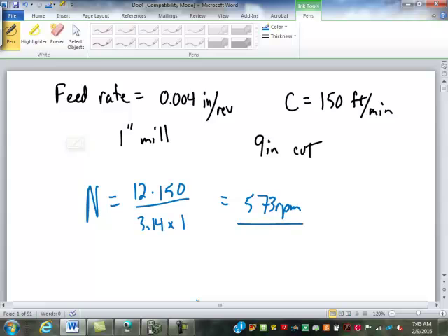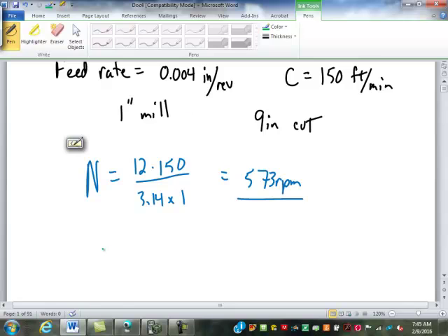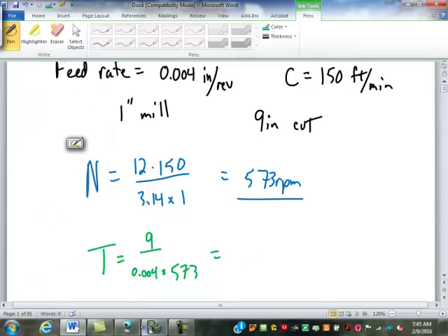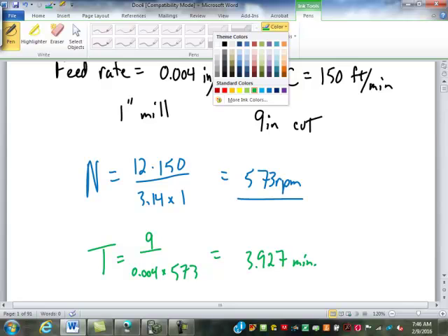Okay, so next, what do we do with that? So 9 over 0.004 times 573. Which gives us 3.93, 3.927 minutes. So basically 4 minutes. 56 seconds. Okay.